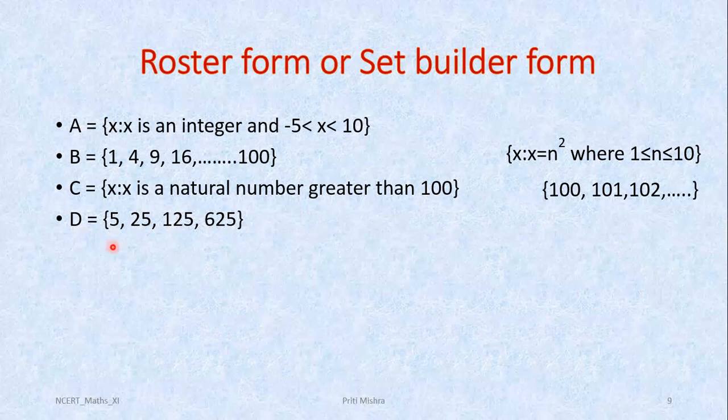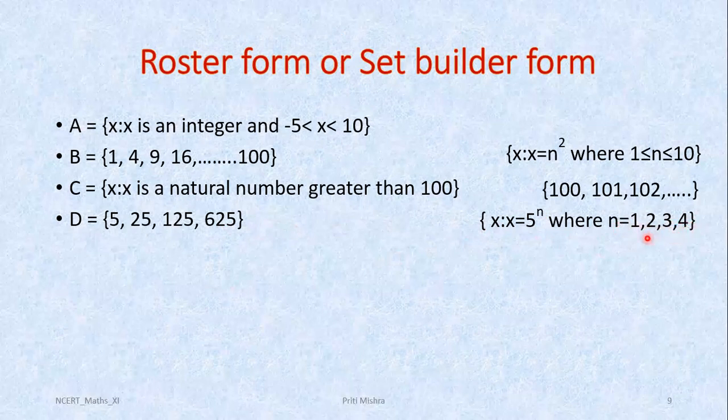You can see easily it is 5 raised to the power 1, 5 raised to the power 2, 5 raised to the power 3 and 5 raised to the power 4. So I can write it x such that x is equal to 5 raised to the power n, where n is equal to 1, 2, 3 and 4 only. Because this is a finite set, it is not going up to infinity. So we have to mention here up to which number n can take value. So up to 4 only.